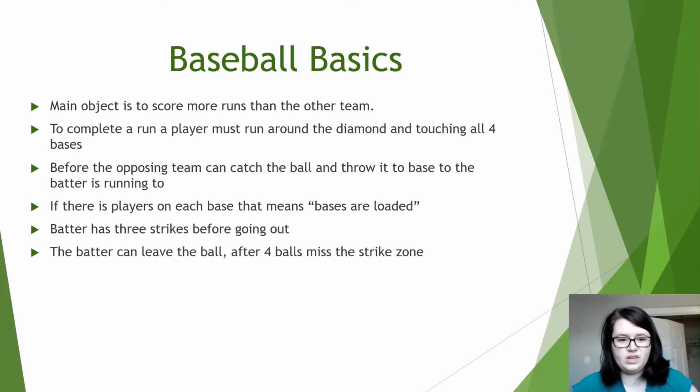The batter has 3 strikes before going out, but they also have chances of fouls, so the batter can leave the ball after 4 balls missed from the strike zone. So once you hit 4 misses, then you have what's called a walk to first base. If they don't hit the ball or make any movement to hit the ball, then it's considered a miss, as long as the umpire, which is the referee, thinks that they could not have hit the ball, and then they are automatically moved to first base.